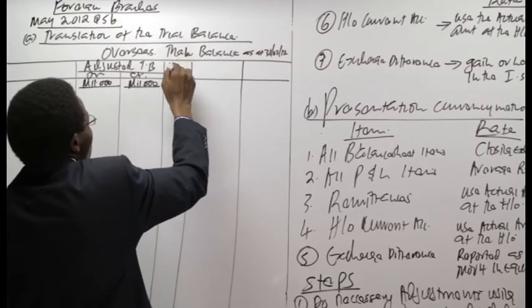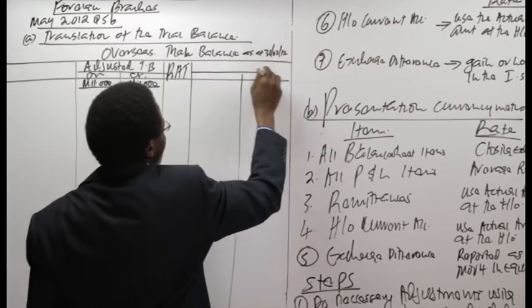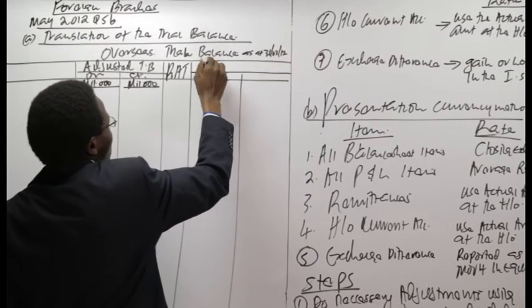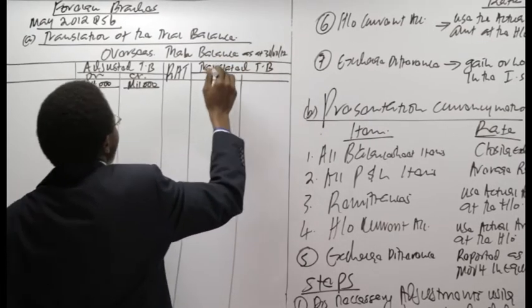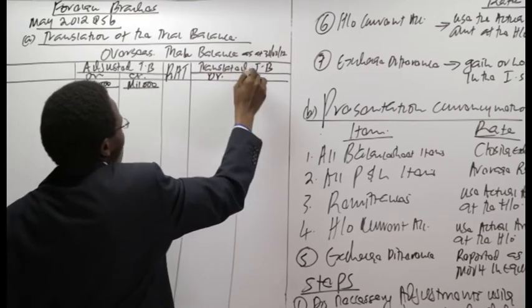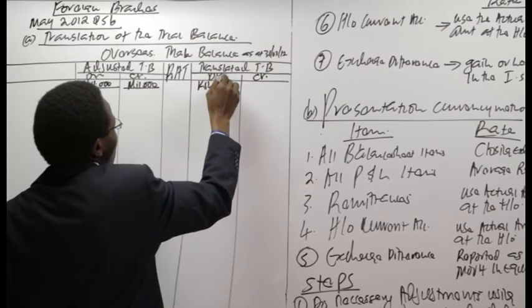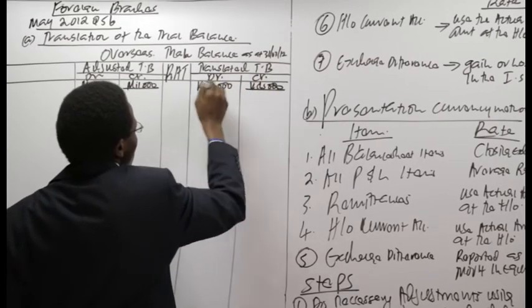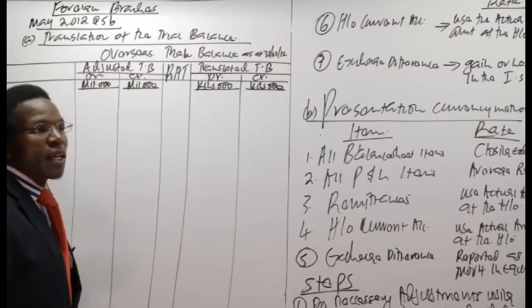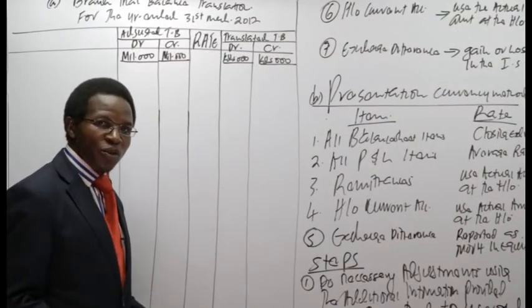Then we are going to translate them using the rate. Then this will be the translated trial balance. This is the debit and this is the credit. This time round, friends, this is in Kenya shillings. We'll definitely use the functional currency method.